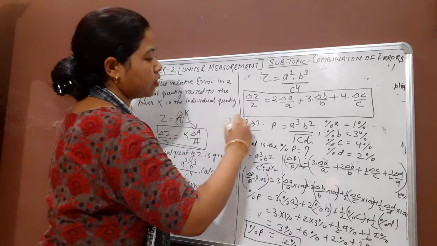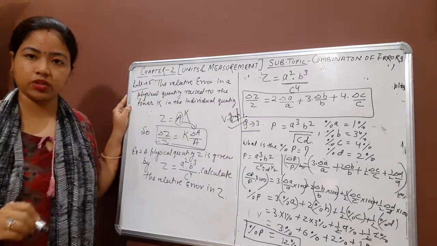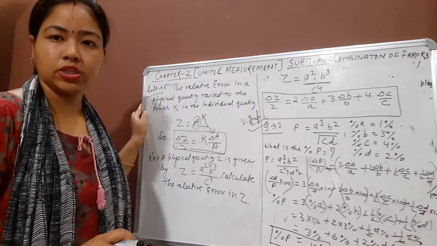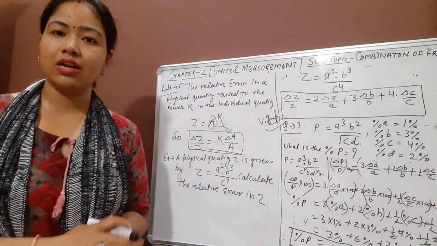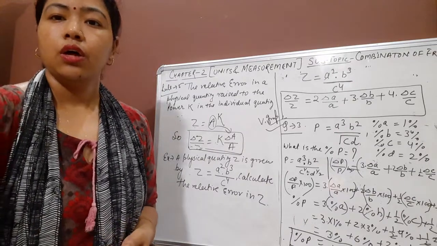So this is the most important type of question for 3 or 5 marks in the examination, right? This is all about the combination of errors. Now we will start the last topic, that is significant figures and the rules of rounding off, right?